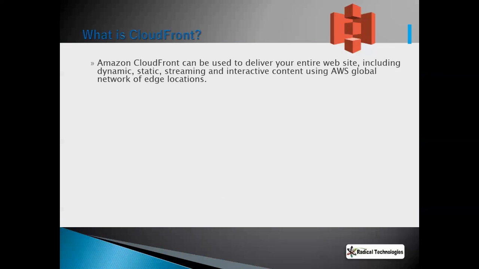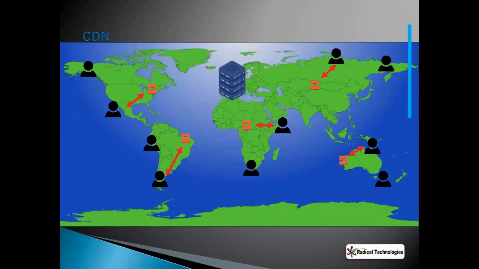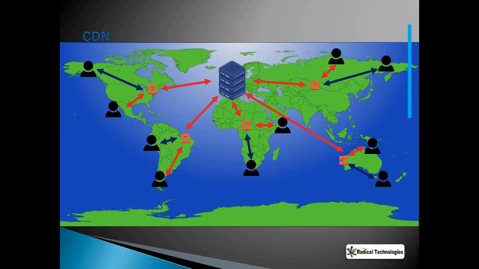Now coming to what is CloudFront. Amazon CloudFront can be used to deliver your entire website, including dynamic, static, streaming and interactive content, using AWS's global network of edge locations. So previously it is a theory, or you can say a nomenclature concept. CDN is a concept which all the companies are using. Amazon is using, Google is using, and Microsoft or any other websites.